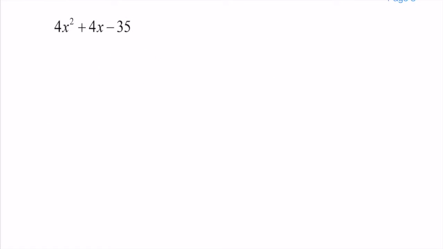Let's try some more. All right, 4 and 35 have no numbers in common, but I know that 4 has two sets of factor pairs, so it could either be 4 and 1 or 2 and 2. So this is either going to be 4x and x, or it's going to be 2x and 2x. Now I consider my factor pairs of the 35. Notice that it's negative. So because it's negative, one of them is going to have to be positive, the other one negative.